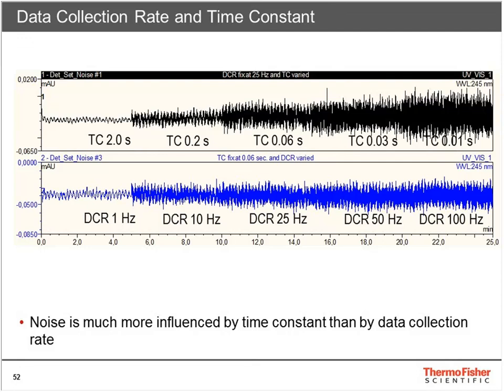Well, you can't just make everything lower and make it better, because noise is much more influenced by time constant than by data collection rate. To get a good chromatogram, you need to set this right. And this is by far the most common problem when a chromatogram looks noisy. Too low a time constant makes noisy chromatograms and too high distorted peaks.